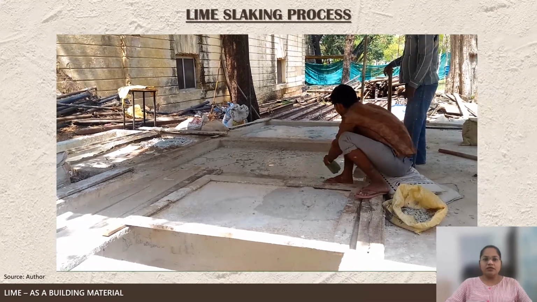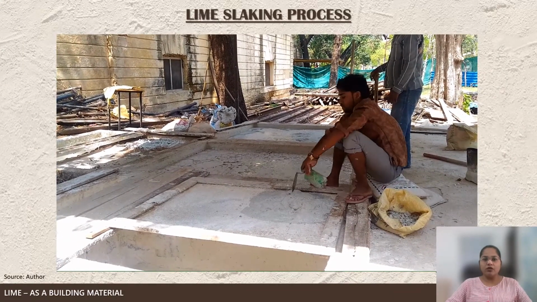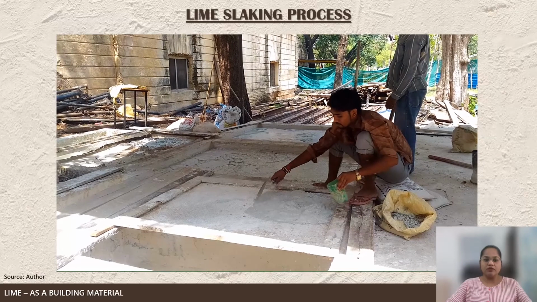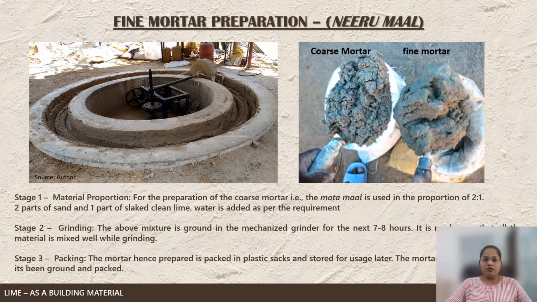Next is the sieving process. The slaked lime is sieved through a very fine metal jali or a cotton cloth to remove porous particles, leaving behind the fine lime. Preparation of the mortar. For the preparation of the mortar, the proportion used is 2:1, where 2 parts of sand and 1 part of slaked clean lime are mixed, and water is added as per the requirement. The above mixture is ground in a mechanized grinder for the next 7 to 8 hours, and make sure that all material is mixed well while grinding. The mortar thus prepared is packed in plastic sacks and stored for use. The mortar is used 2 to 3 days after it has been ground and packed.